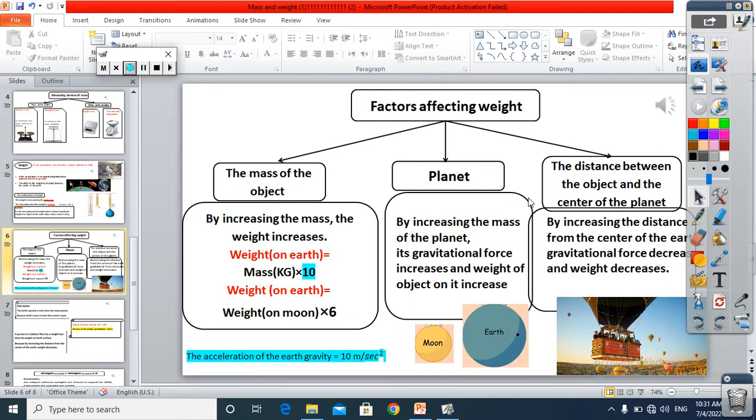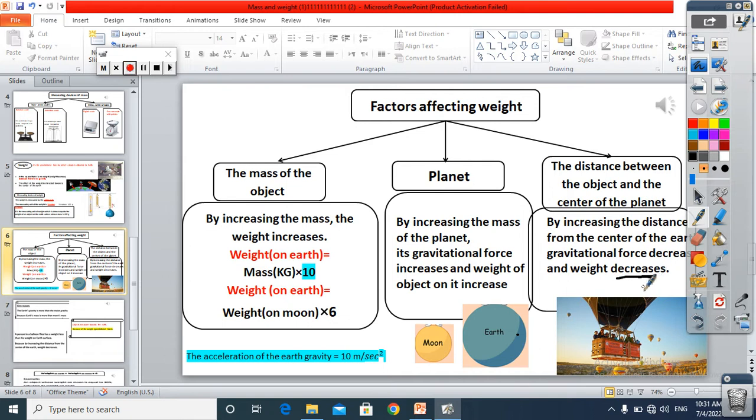The third factor is the distance between the object and the center of the planet. If the distance between the object and the center of the planet increases, the weight will decrease. By increasing the distance from the center of the Earth, the gravitational force will decrease and the weight will decrease.